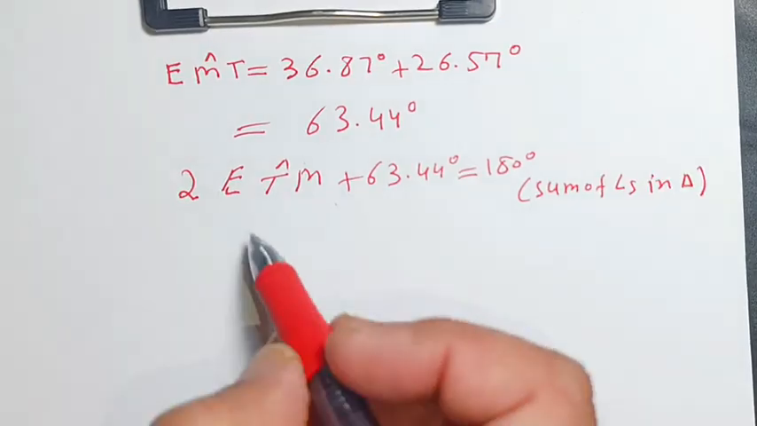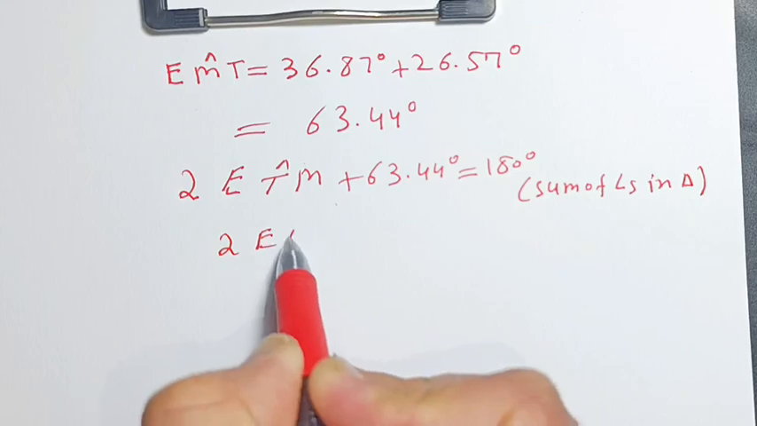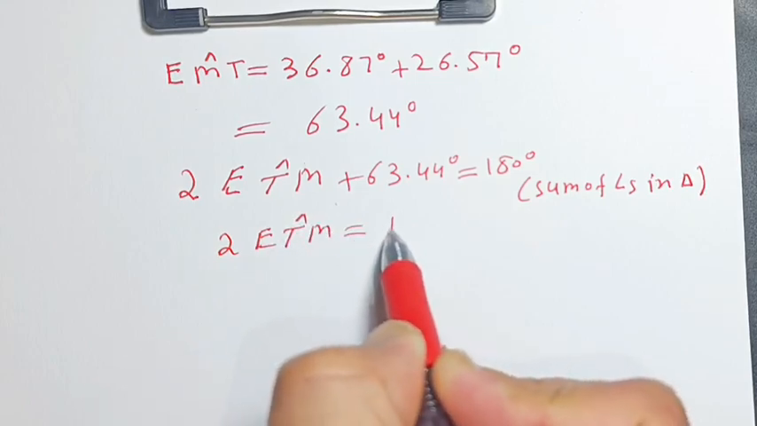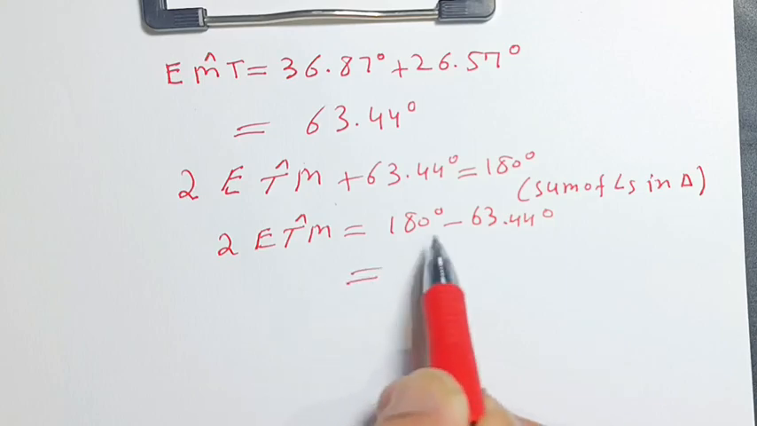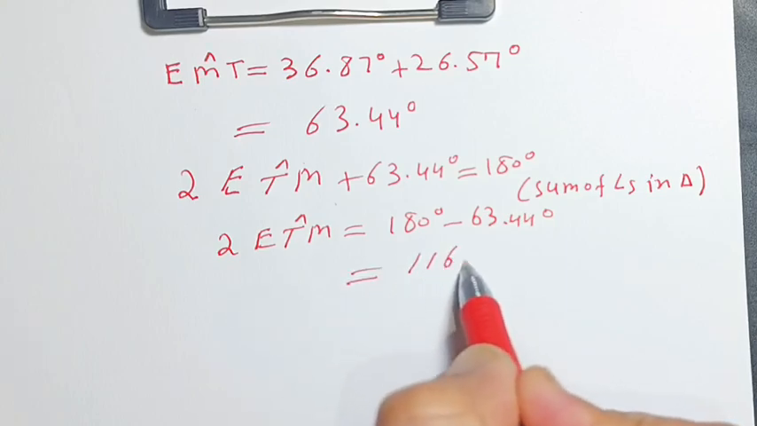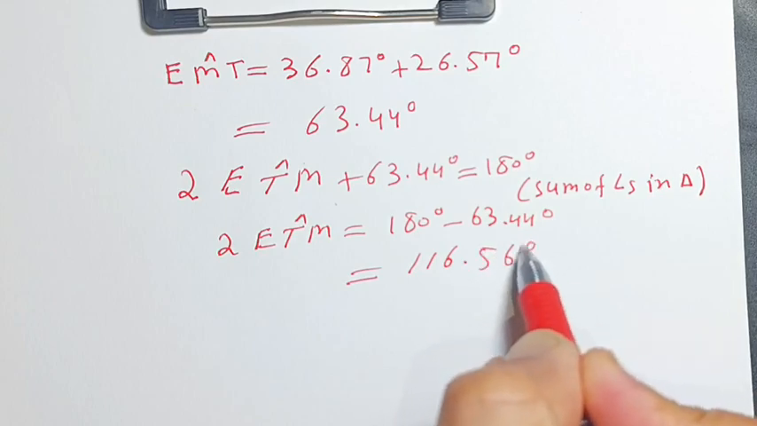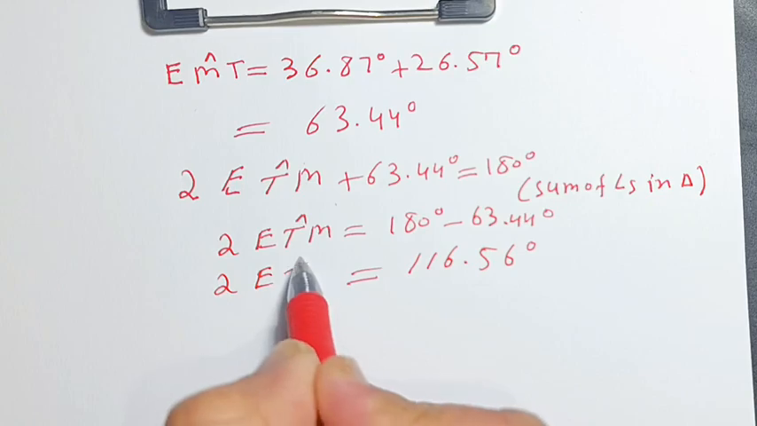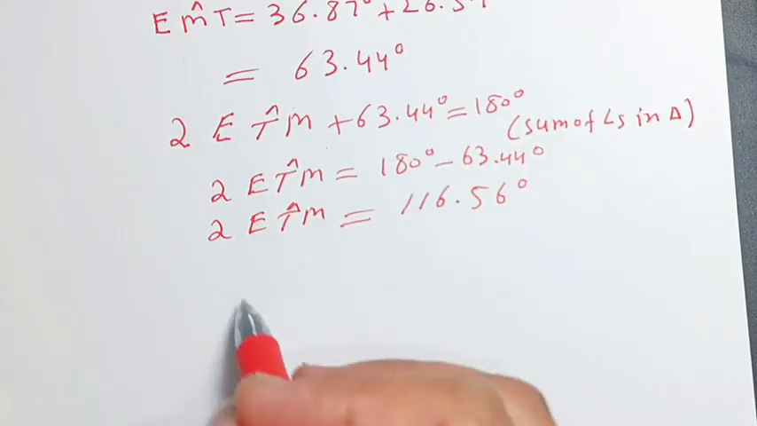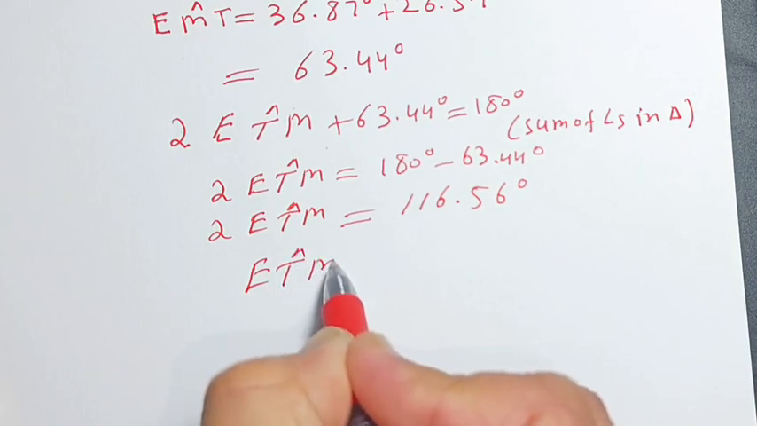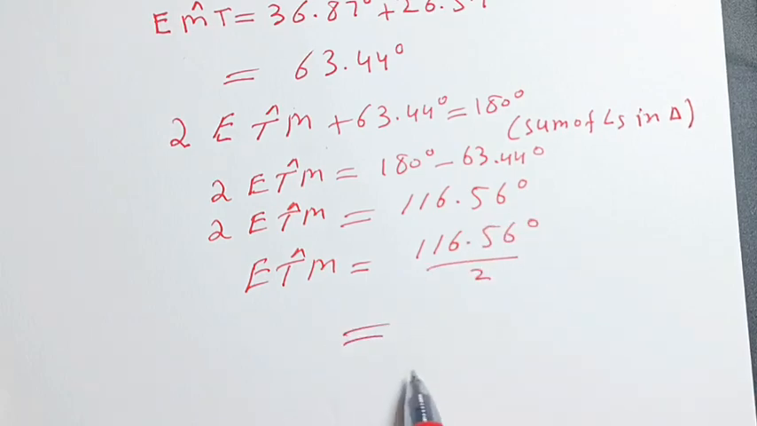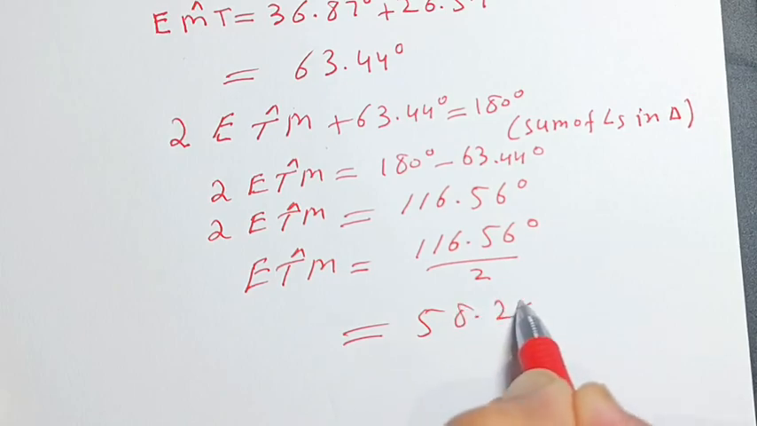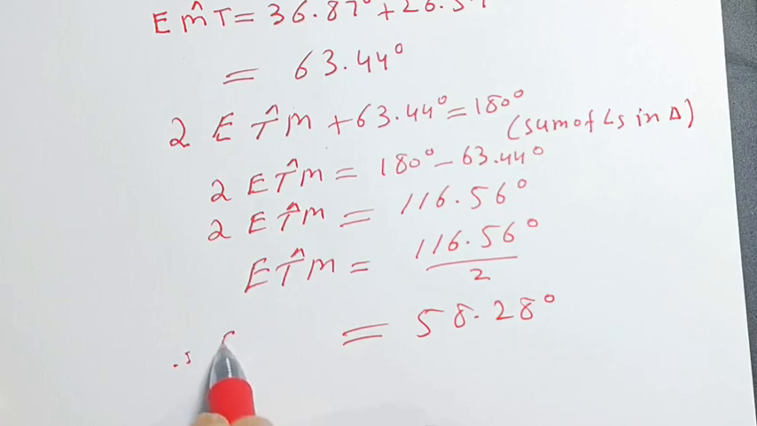So now 2 ETM is equal to 180 degrees minus 63 comma 44 degrees, and that gives me 116 comma 56 degrees for 2 ETM. So I need to find ETM. 116 comma 56 degrees divided by 2 gives me 58 comma 28 degrees. So this is my final answer through this method.